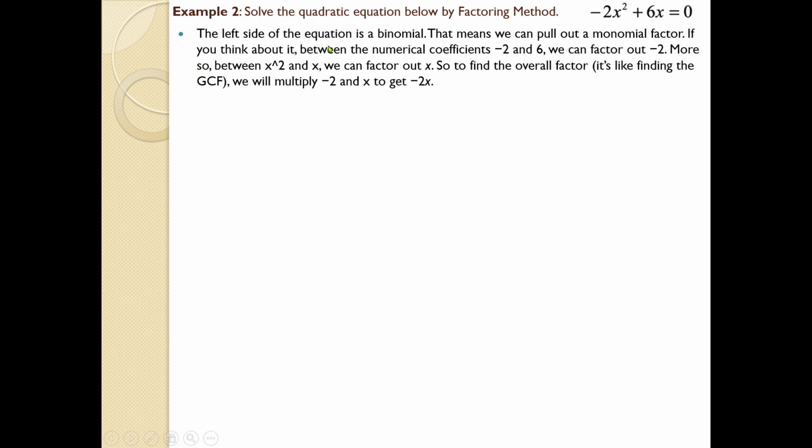So the left side of the equal sign is a binomial. Binomial means there are two items with one unknown with a second degree value. That means we can pull out a monomial factor. I have mentioned that you need to simplify this one. That is the meaning of this sentence. Between the numerical coefficients minus 2 and 6, we can factor out minus 2. More so, between x raised to 2, that is x square, and x, we can factor out x. So we will multiply minus 2 and x to get minus 2x. I believe you didn't understand the meaning of this sentence. Let me show the computation, then you will get the clear picture.